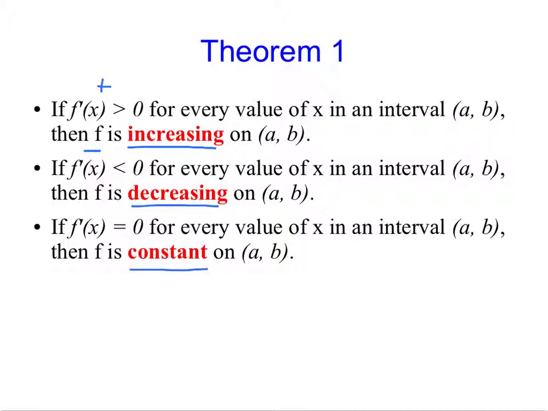So theorem 1 is going to be a great tool for us, because if we can find intervals where the derivative is positive, we know that function's increasing. If we can find intervals where the first derivative is negative, then we know that it's decreasing on that interval. And finally, if we can find intervals where the first derivative is 0, then we know that function's constant on that interval.